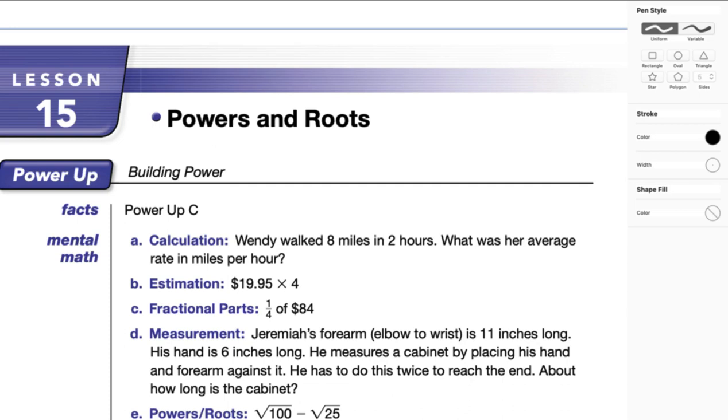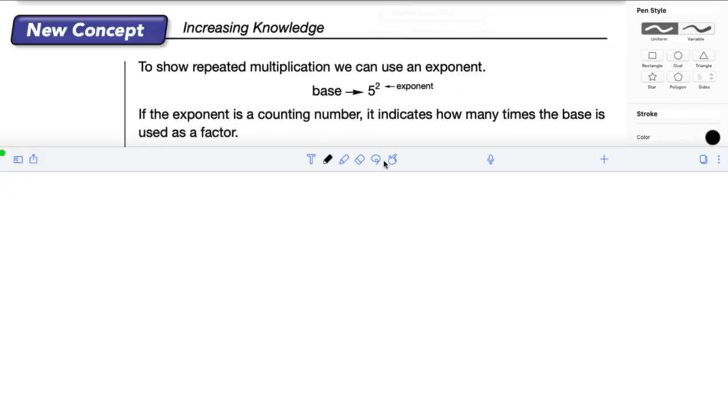Saxon Math Course 3, we're looking at Lesson 15. We're going to talk about powers and roots. In this section, we're going to be talking about something that you've talked about before, that you know about, that you've seen. It is exponents, and we sometimes refer to an exponent as a power.